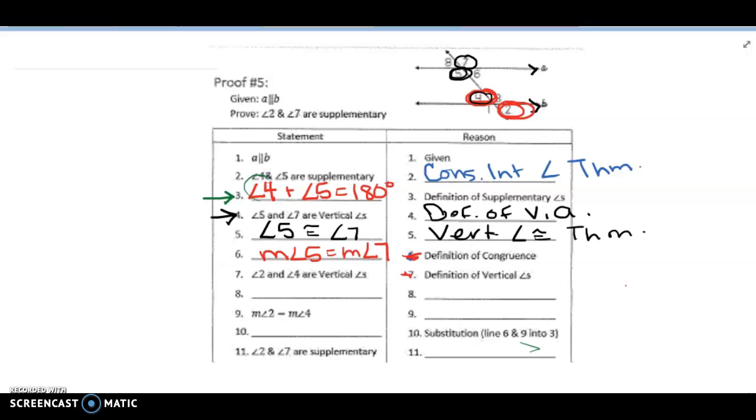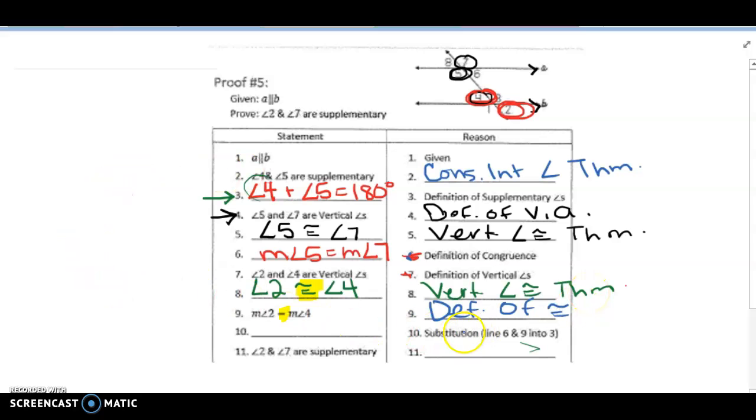If we know what vertical angles are, we can look up and see that. And once again, then it follows that angle 2 has to be congruent to angle 4 by the vertical angle congruence theorem. Okay, from number 8 to number 9, our congruent sign turns into an equal sign. So hopefully by now you know that's just definition of congruence.